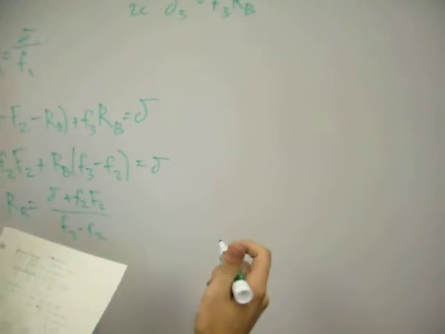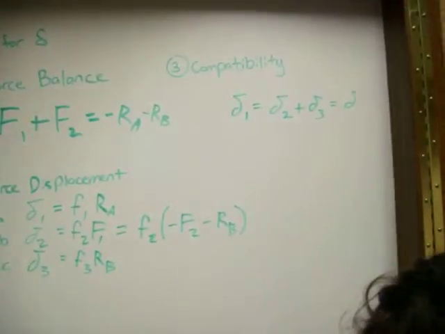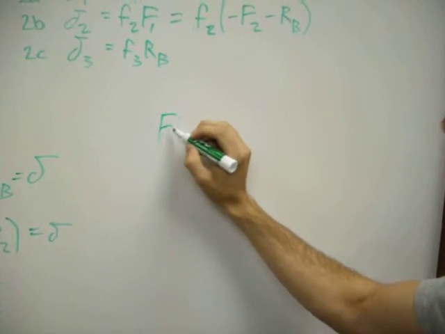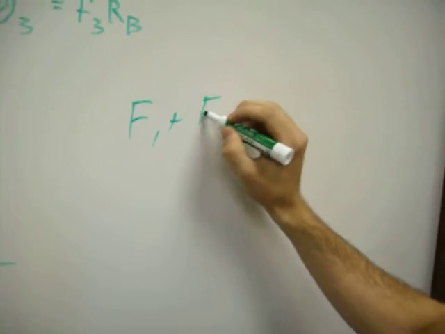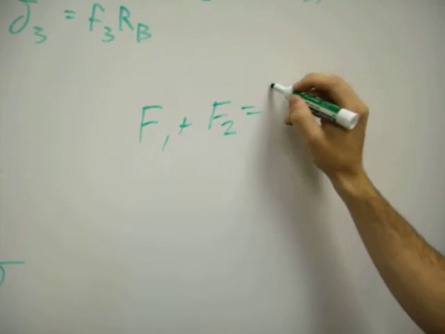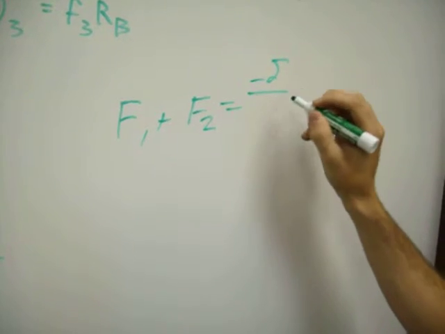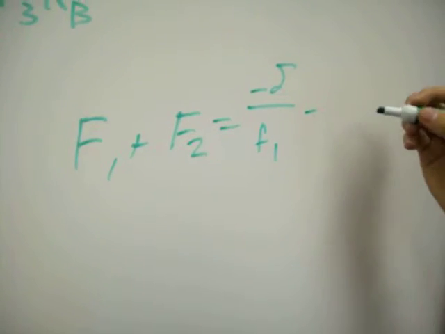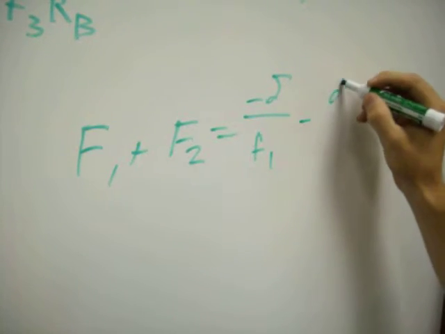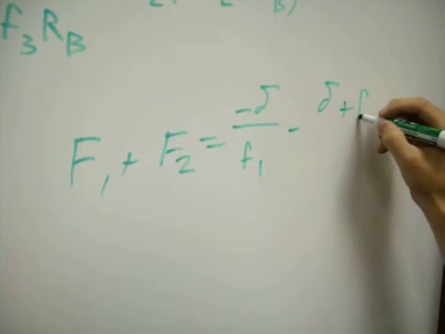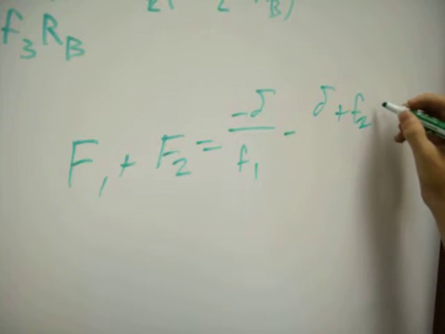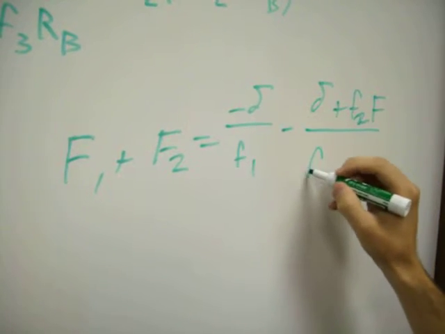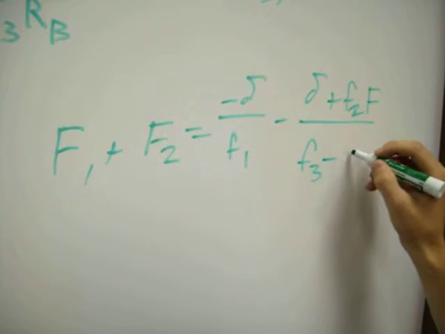Now going back to the force balance equation and substituting these in, we get that the force 1 plus force 2 is equal to negative delta over flexibility 1 minus RB, which is then delta plus flexibility 2 times force 2 over the quantity flexibility 3 minus flexibility 2.